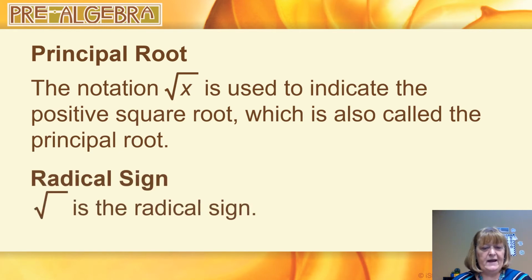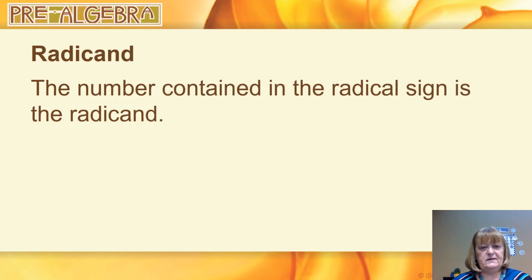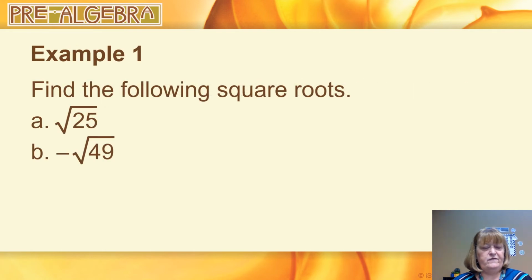This is called the radical sign. You're familiar with that before. Now let's look at what's under the radical sign. That's the radicand. The number contained inside the radical sign is the radicand. Find the following square roots. Okay, what's the square root of 25? What would you multiply twice to get 25? And you know the answer, of course, is 5.